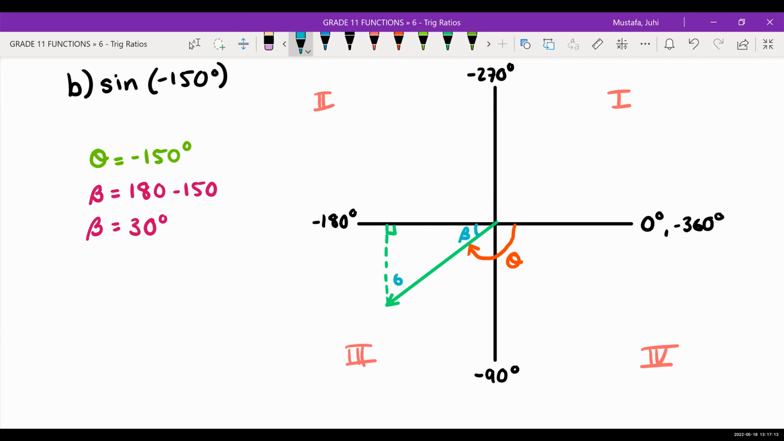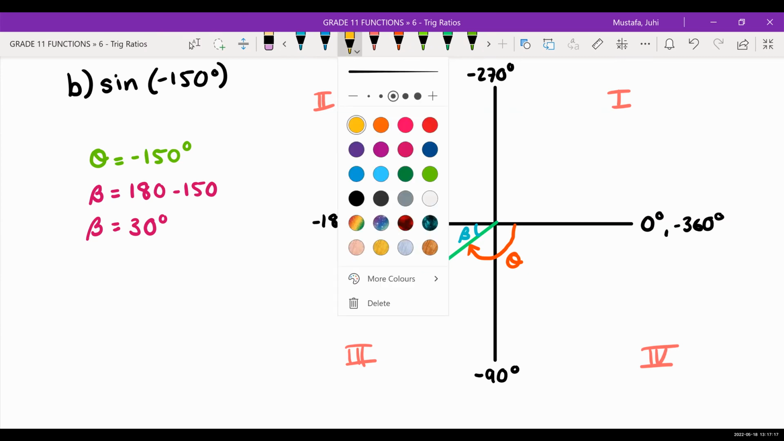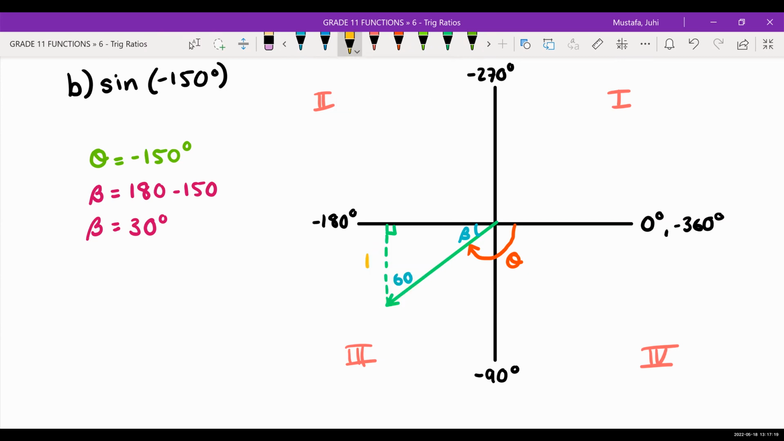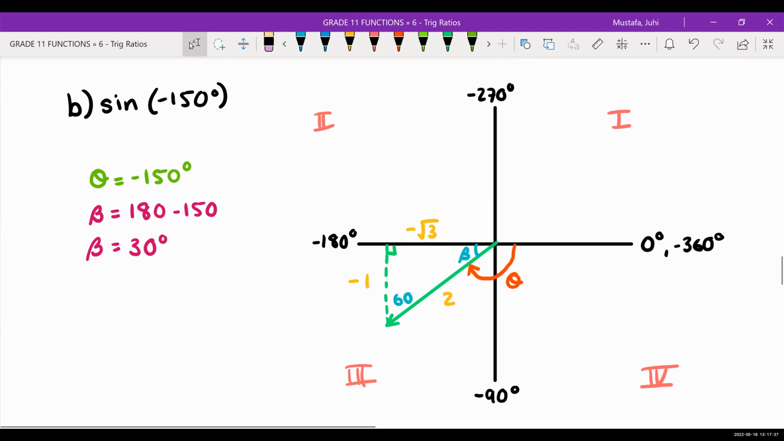If that's 30, that means this is 60. And then we're going to put in our numbers. So this is 1, 2, root 3. Is root 3 going to be positive or negative? And is 1 going to be positive or negative? And 2 will be positive. Okay, and that's really it. That's the only difference, is the theta goes in a different direction, but everything else is done the same.